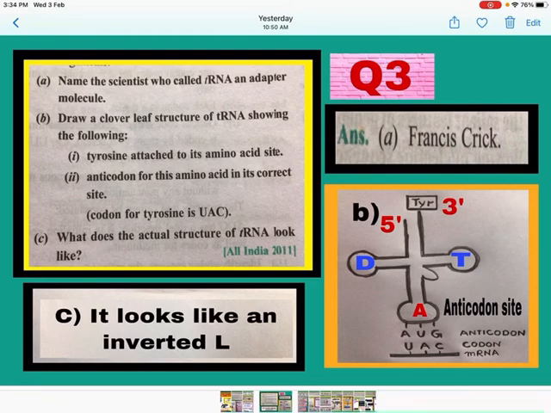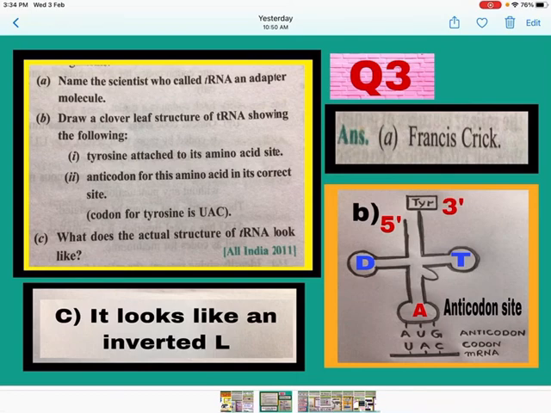Part B. Draw a clover leaf structure of transfer RNA. Draw diagram with pencil as shown and now show 1. Tyrosine attached to its amino acid site. Amino acid is attached at 3' end of transfer RNA. So, write tyrosine at 3' end.